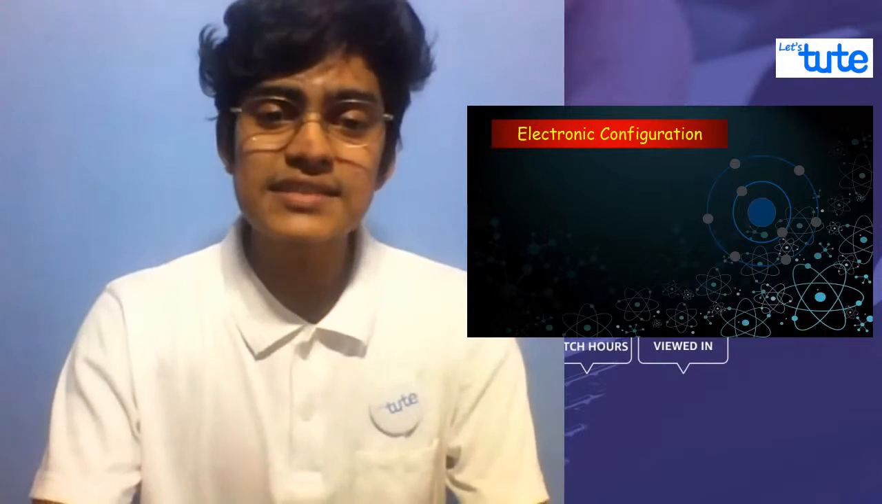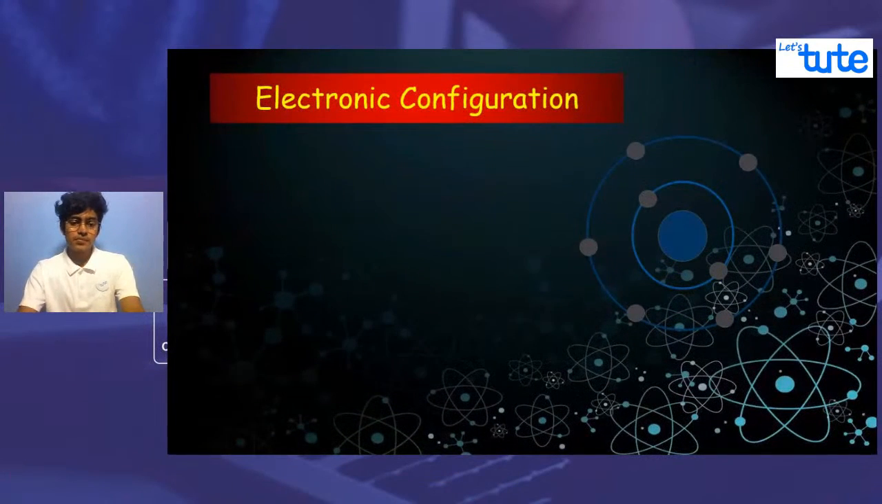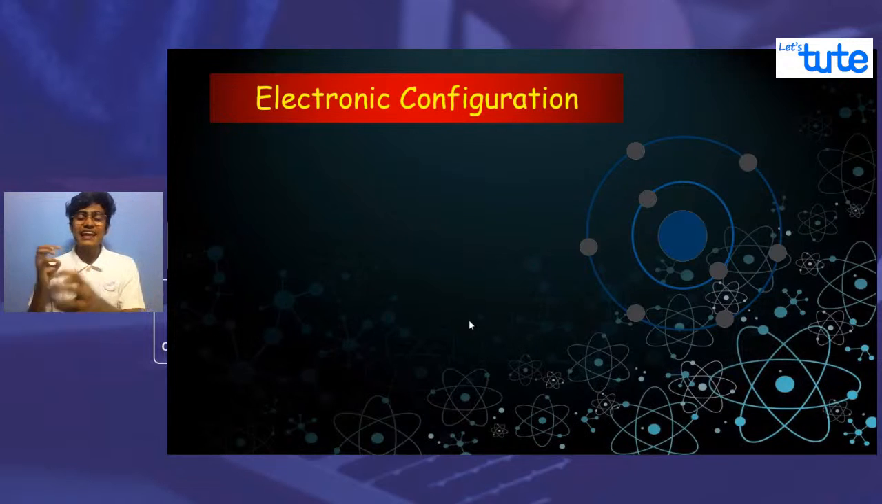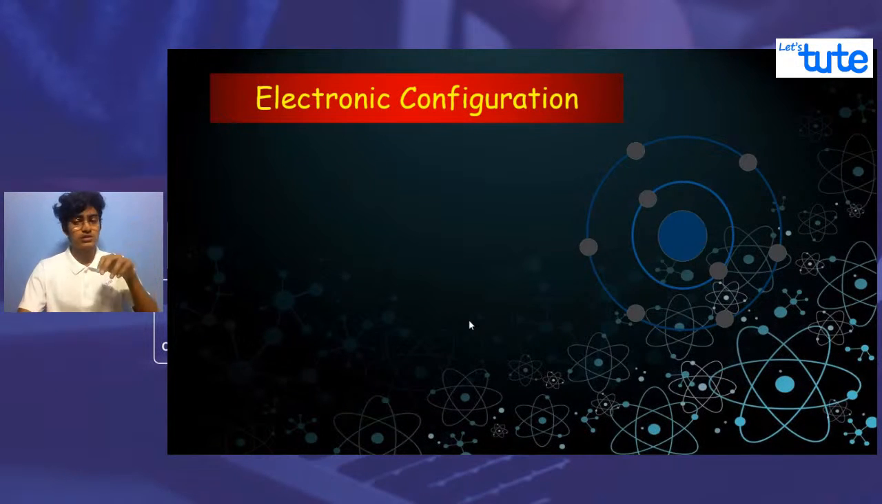Okay, so let's continue with our topic. What is electronic configuration? The placement of all the electrons in proper positions, or in particular shells, is known as electronic configuration. There are certain rules which we should follow while getting the electronic configuration of a particular atom, because all atoms follow these rules.